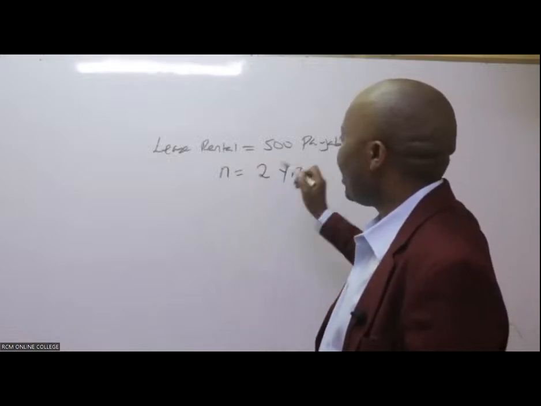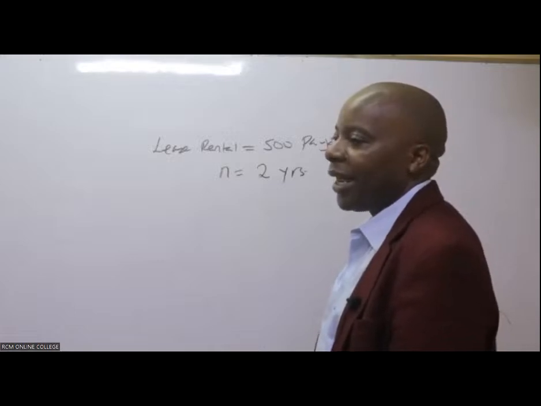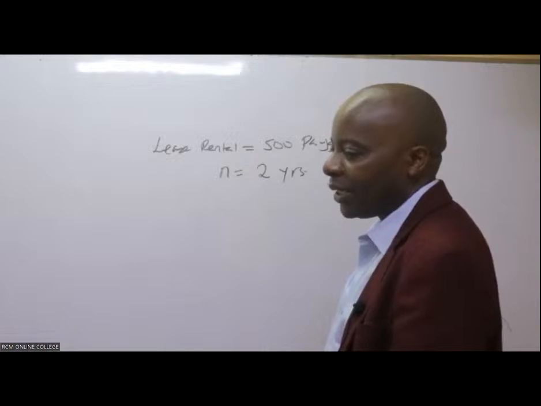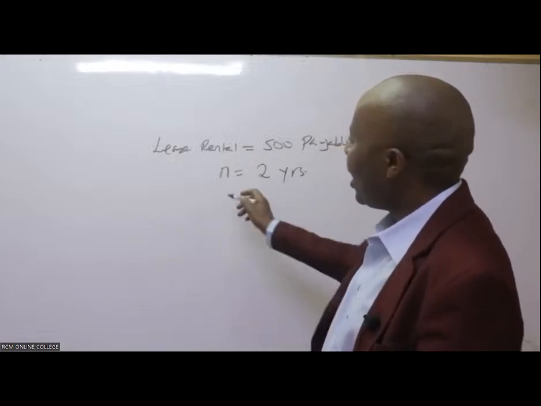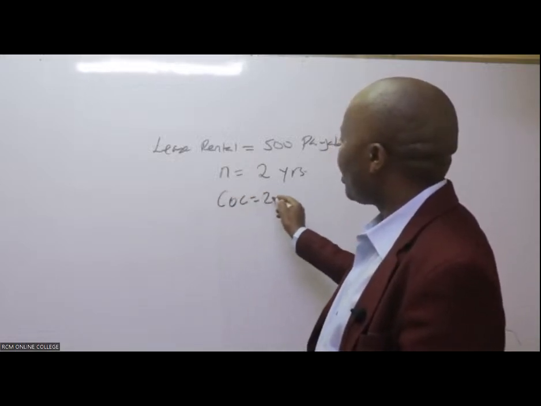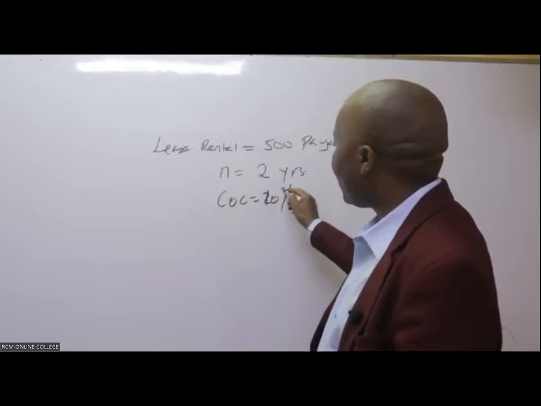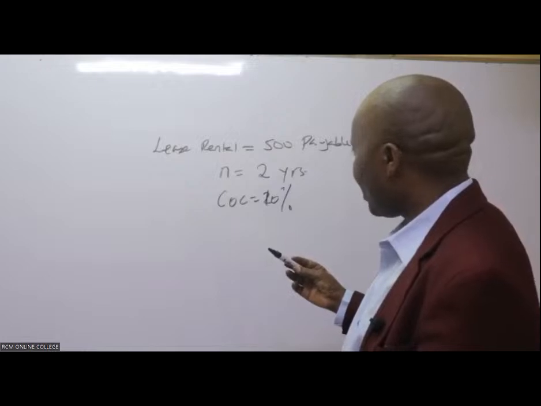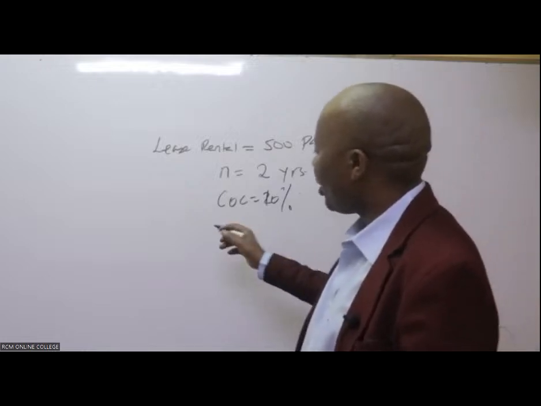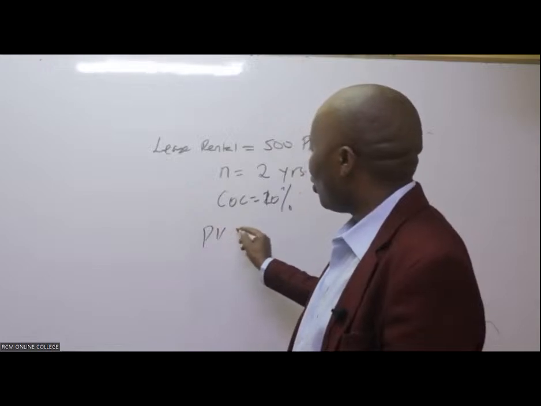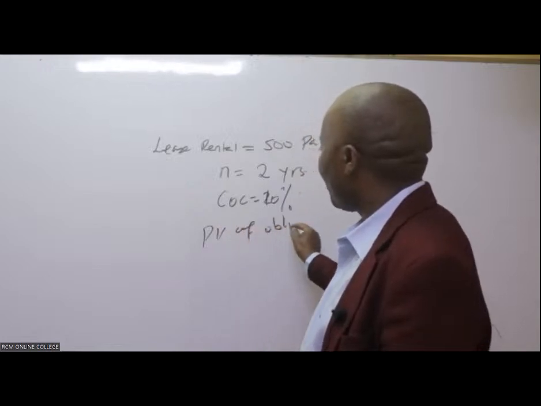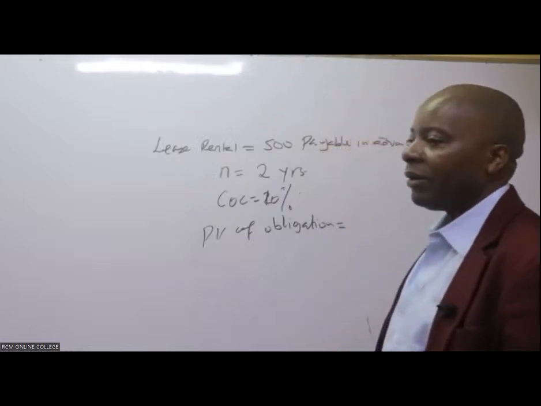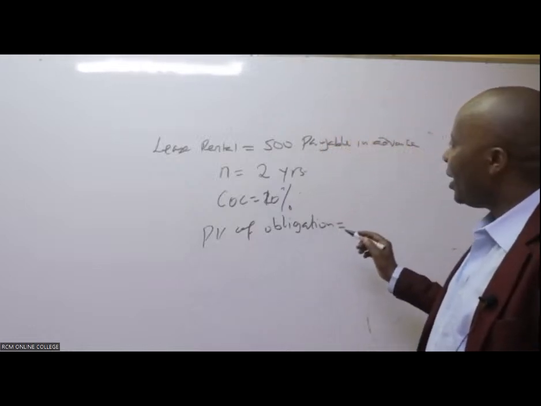Let me just simplify this. N is 2 years. So if N is 2 years and the cost of capital is 10%, I would want, in this case, ladies and gentlemen, somebody to give me the present value of the obligation. Remember, 500 is per annum.